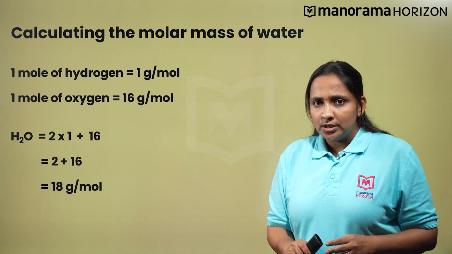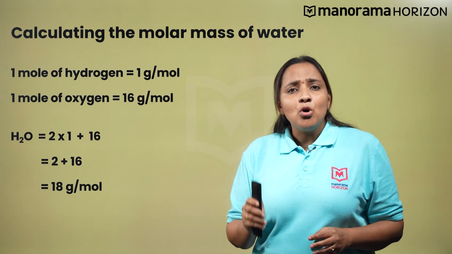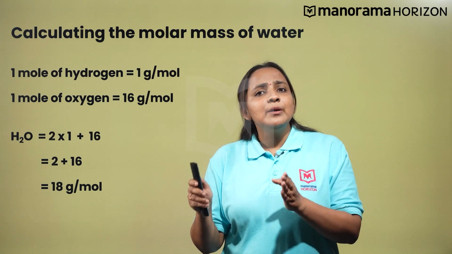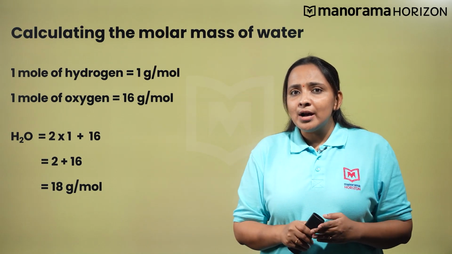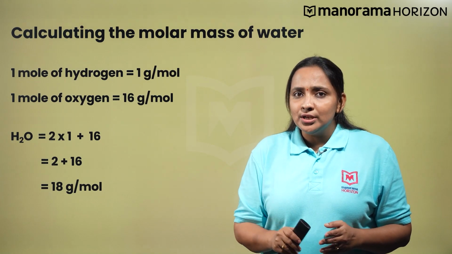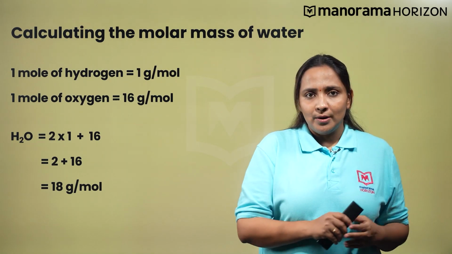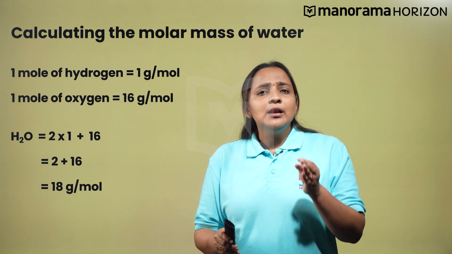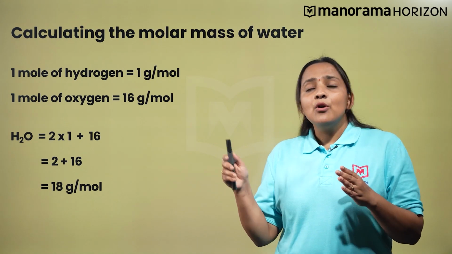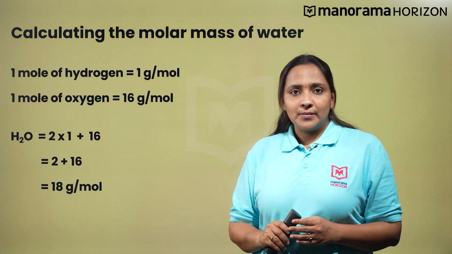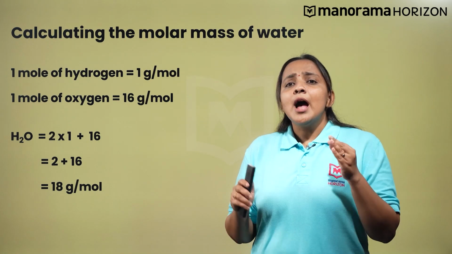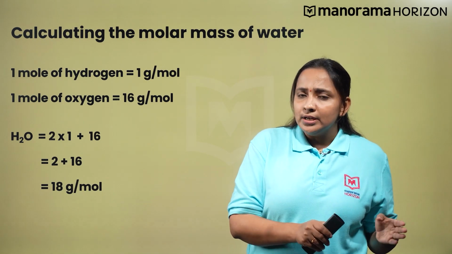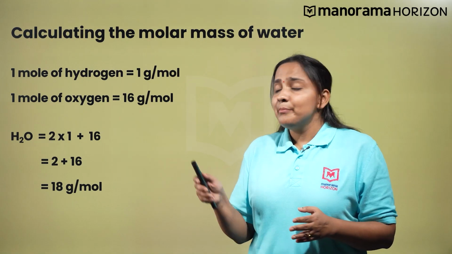In case of water, we know that the molar mass of 1 mole of hydrogen is 1 gram per mole and the molar mass of 1 mole of oxygen is 16 gram per mole. In the chemical formula of water, there are 2 hydrogen atoms and 1 oxygen atom. Therefore, upon adding the masses, we get the molar mass of water, which is 18 gram per mole.